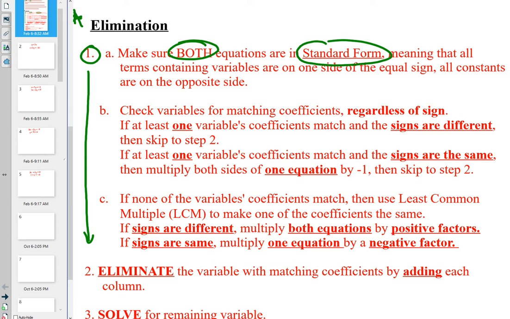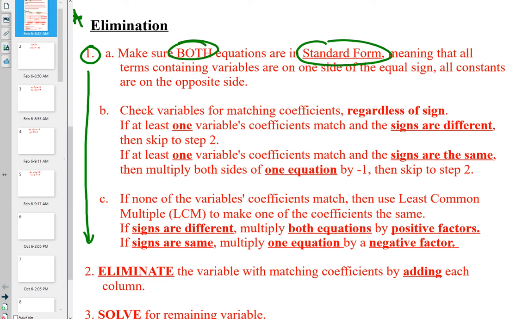If none of those apply, if I don't have a variable by itself, if I don't have both equations in standard form, it's possible, then you would just pick one. Pick whether you prefer to solve for a variable on your own. Pick whether you prefer to put both equations in standard form. It's your pick. That's the approach I'm going to take.